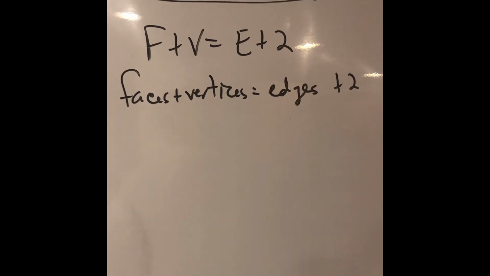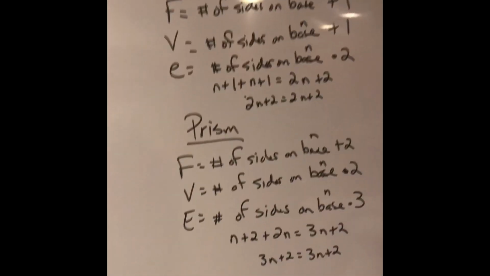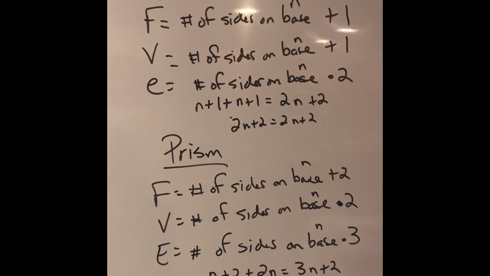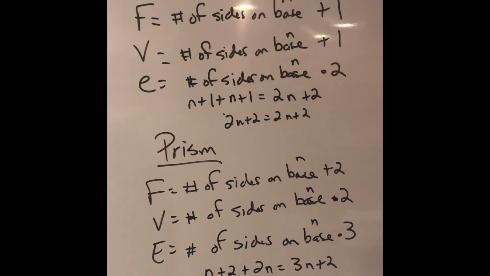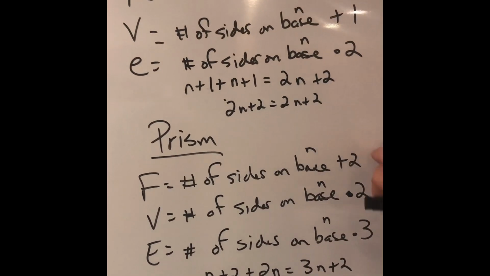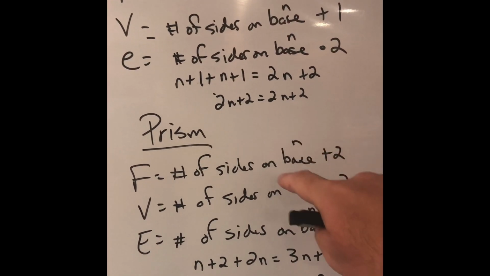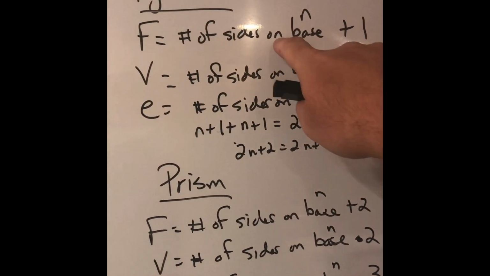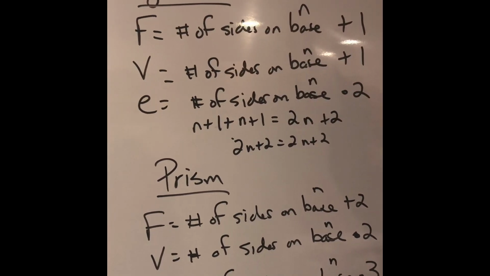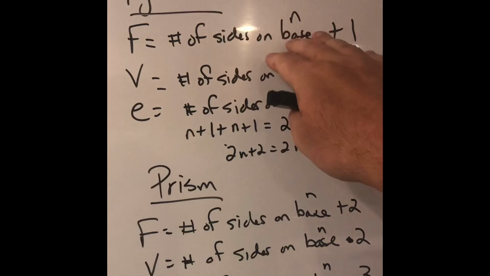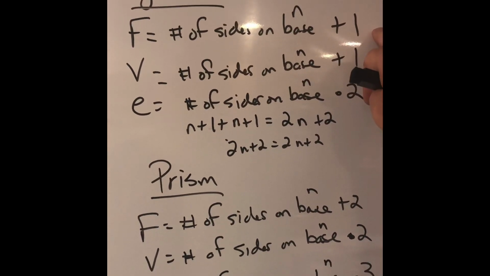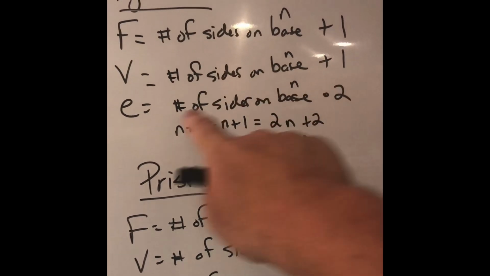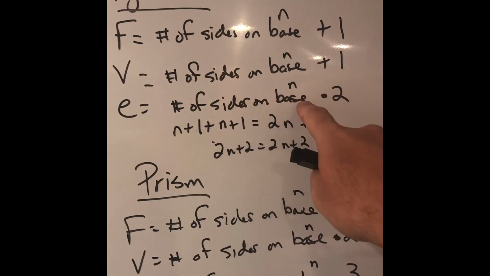Okay? Now, here's the thing with this, and you might want to write this down. You could probably pause the video and write this down. Instead of counting every single time on a prism or on a pyramid, we actually have a way of figuring out how many faces, vertices, and edges there are. So in a pyramid, the number of faces would be the number of sides on one of the bases, or, well, there is only one base for a pyramid, but the number of sides on one base plus 1. The number of vertices is the number of sides on the base plus 1. And the number of edges are the number of sides on the base times 2.